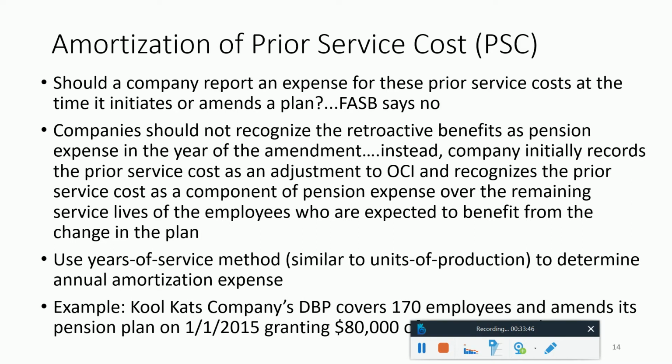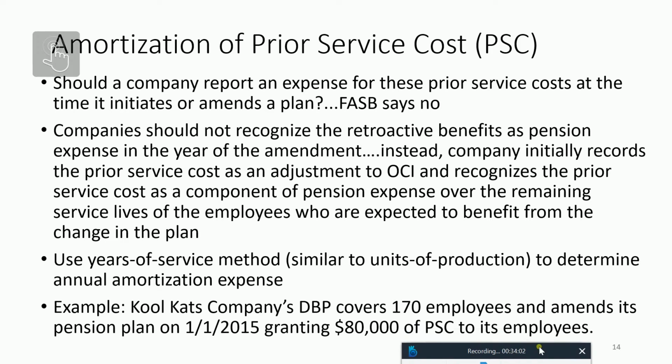So what this means when we amortize is we put an adjustment into OCI, and then over time we're going to take a small portion of that out of OCI and record it actually as pension expense. So in our example here, we have Cool Cats Company. Their defined benefit plan covers 170 employees, and they amend their plan on 1/1/2015, granting $80,000 of prior service cost to its employees. So what this means is that they made some change to their plan, and as a result, they have $80,000 of additional service costs.